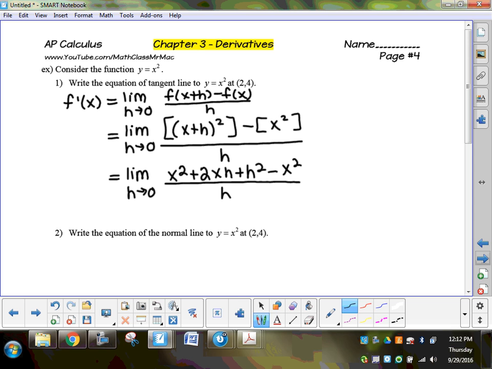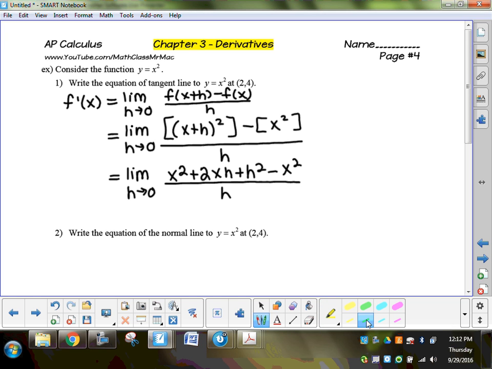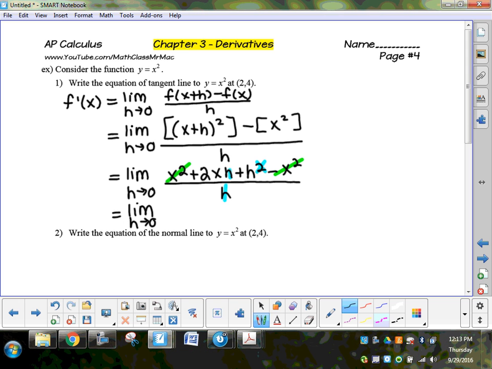I can do two different reductions now. What can I reduce out first, John? Gone. And what can I reduce out second? h. So what am I now left with? 2x plus h. The limit as h approaches 0 of 2x plus h, which means your derivative would be equal to 2x.